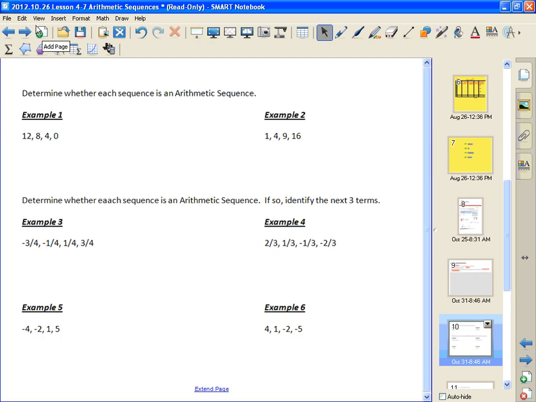All right, so we're going to determine on example 1 if it's an arithmetic sequence. So what you're looking for is, does it change by the same amount each time? From 12 to 8, how does that sequence change? Minus 4, right? So we put that there. And from 8 to 4, how does that change? Minus 4. And from 4 to 0, how does that change? Minus 4. So because it changes by the same amount each time, we would say, yes, it is an arithmetic sequence.